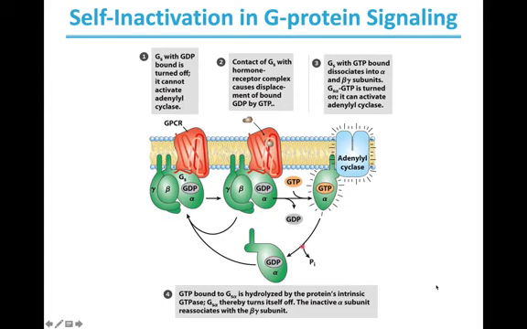complex. Now you have to remember that the GS alpha is a conformational switch, which means that the switch is activated when GTP is bound and switch is inactivated or turned off when GDP is bound. And this is how G protein signaling is self-inactivated.